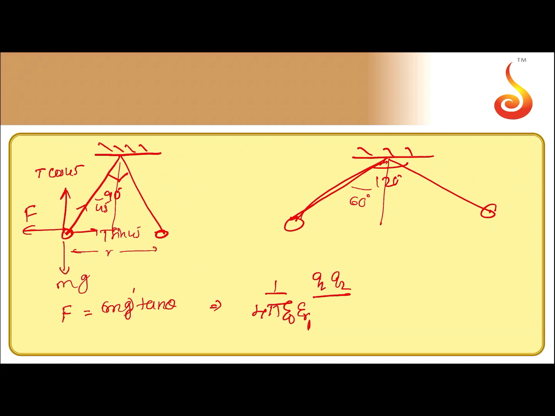What is that r? r is equal to L sin 45 into 2, isn't it? If you look at this distance, this is L sin 45. So I will have (2L sin 45) whole squared. This is equal to its weight. The weight is volume into the density minus the density of the liquid, into g. This is equation number 1.